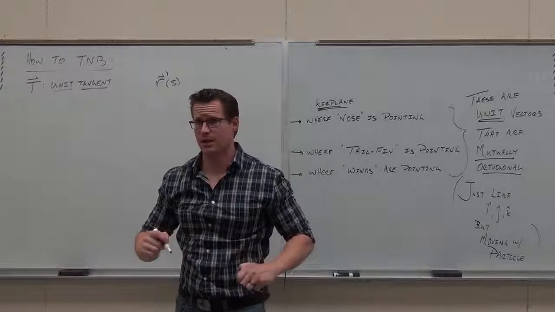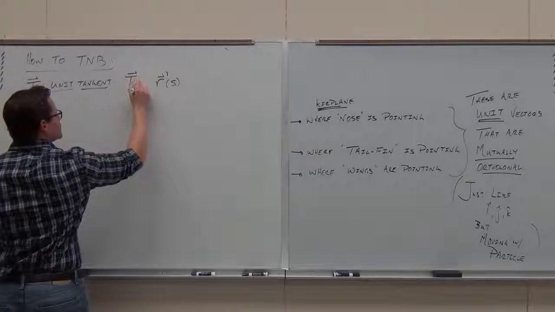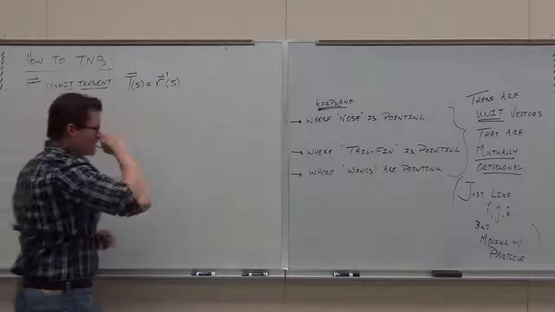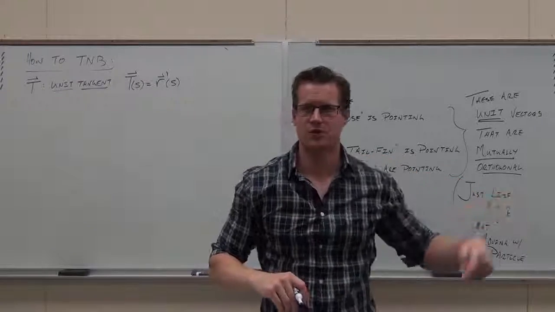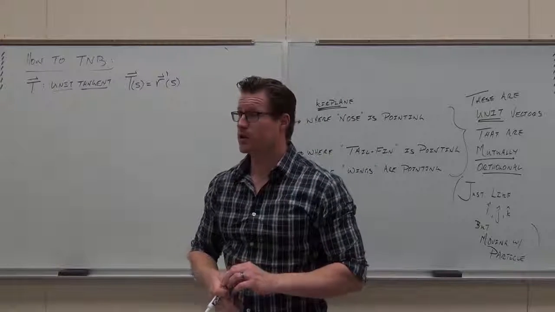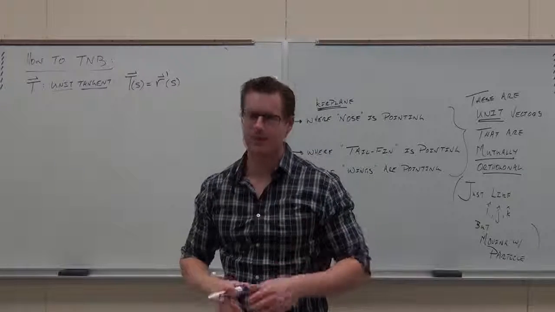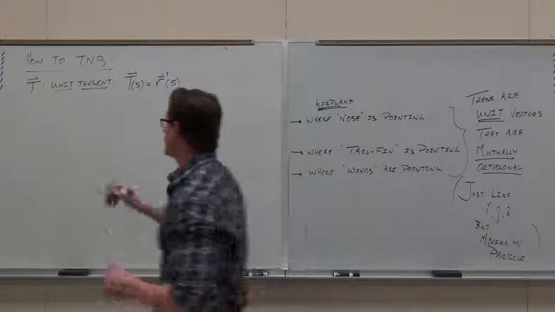The unit tangent. If you have done all the work that we've done already, if you have defined your vector function in terms of its arc length, you take a derivative, you're done. You just found the unit tangent. Now, obviously, we've done unit tangent before without arc length. So there's another way to do it.